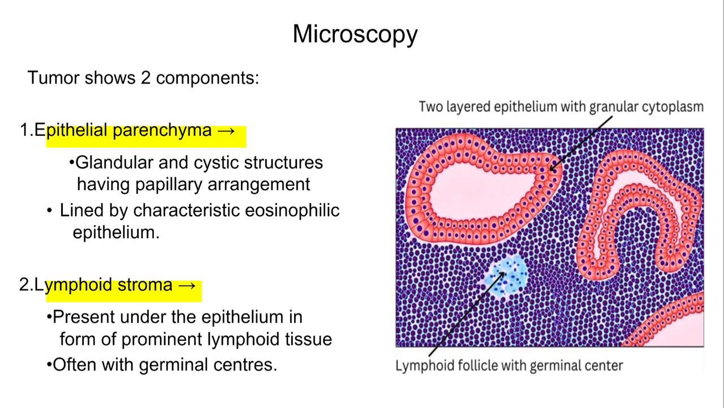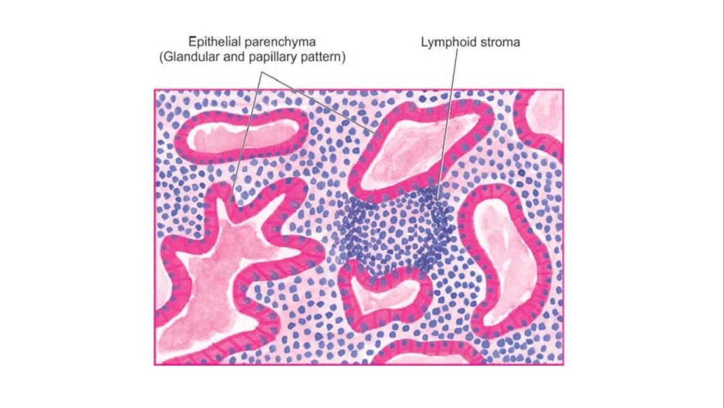Second one is lymphoid stroma. Underlying the epithelial layer, you will find prominent lymphoid tissue. This is often accompanied by germinal centers, which are indicative of an active immune response. Additionally, it's important to note that these structures are lined by a characteristic eosinophilic epithelium. This refers to the pink staining of the cells when observed under a microscope, which helps pathologists identify the tumor type. Here you can see the microscopic features of Warthin's tumor.